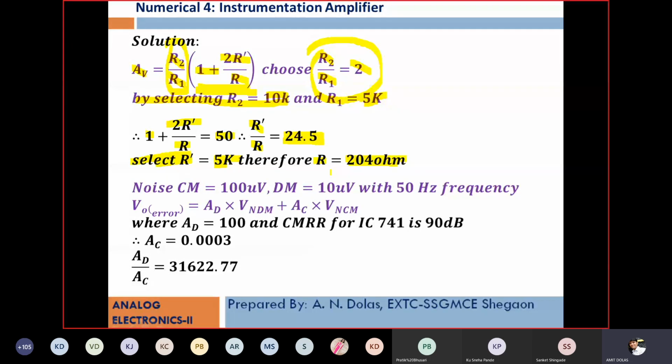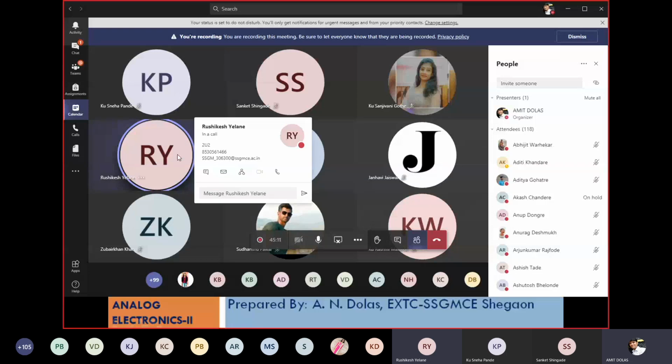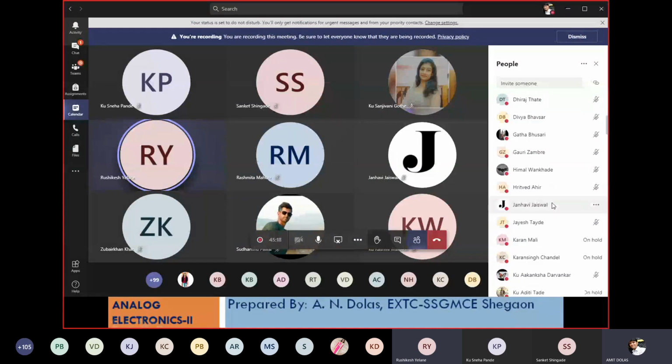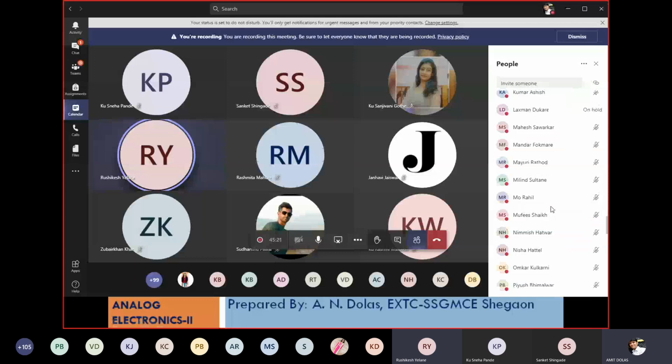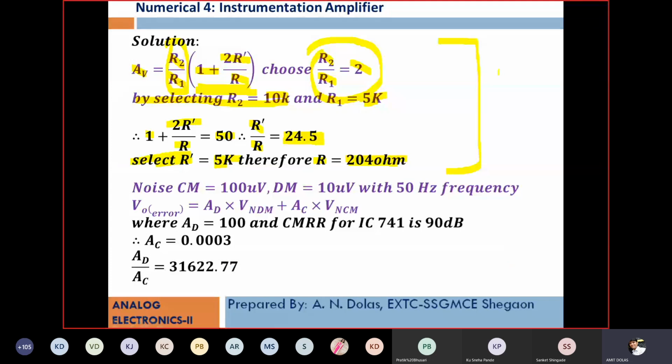Putting all these values into the formula, AV will be equal to 100. So here you can say this is the step for selection of gain. So selection of gain is done here.